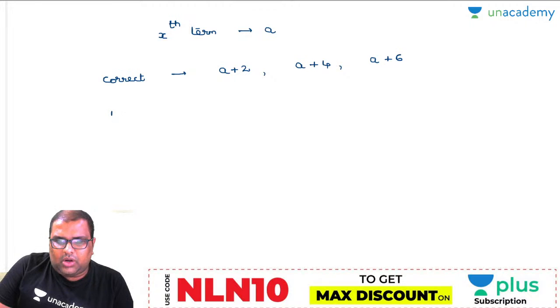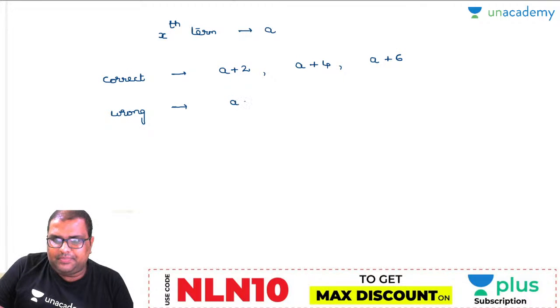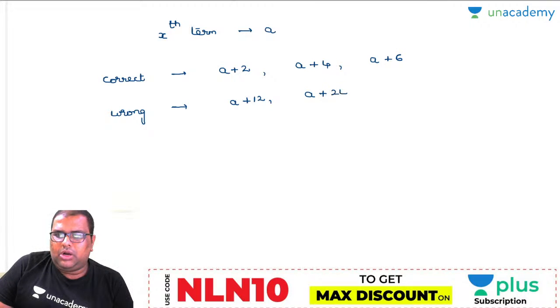Yes. What will be the wrong series? So after x terms, you are taking the difference as 12, it seems. So it will be a plus 12. Now this will be how much? A plus 2d, so 24. Now how much will this be? A plus 36. So on, if you write down like this.